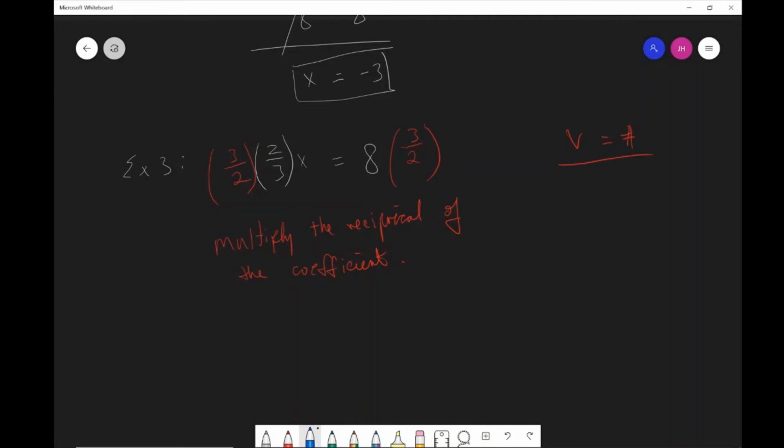Obviously on the left side, the 2/3 and the 3/2 will cancel out. It will become 1x equal to, let's take a look at what's on the right side. I have 8 times 3/2. The 8 and 2 will become 4 and 1 when I reduce it here. So that will become 4 times 3 is 12, which means x equal to 12. Okay, that is my final answer.